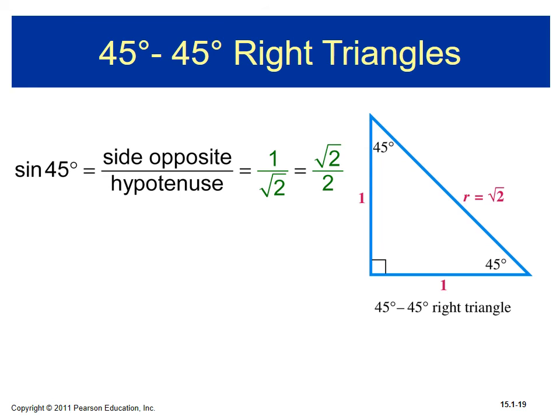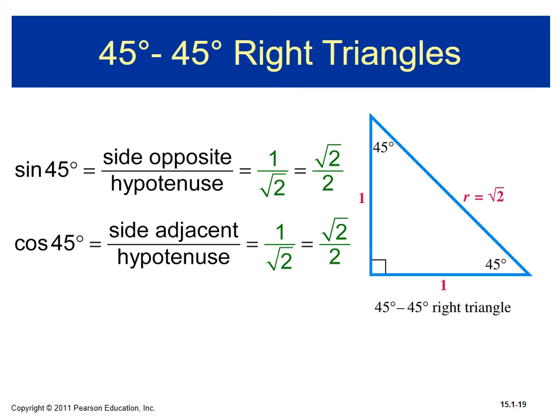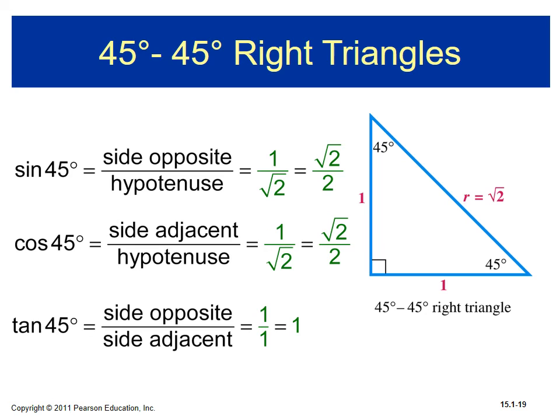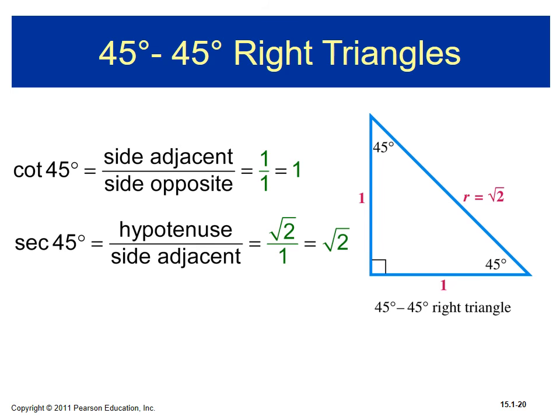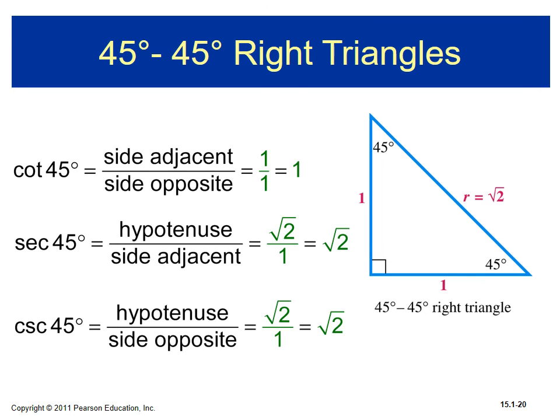So the sine of 45 is the square root of 2 over 2. The cosine of 45 is the square root of 2 over 2. The tangent of 45 is 1 over 1, which is 1. Cotangent, 1 over 1, which is 1. Secant of 45 is the square root of 2. And then the cosecant is also the square root of 2.